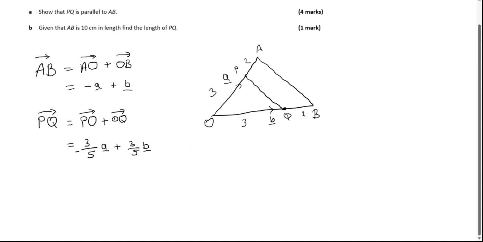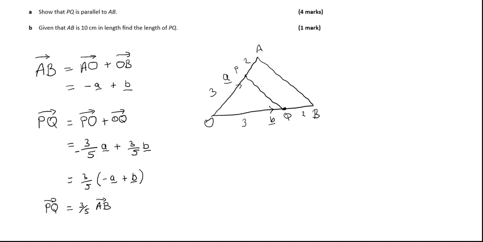And now I have to show that they are multiples of one another. Well, if I factorize out a 3 over 5 from P to Q, then you get minus a plus b remaining inside the brackets, which is just A to B. So we've shown that P to Q is 3/5 of A to B. So they are multiples of one another, hence they're parallel.